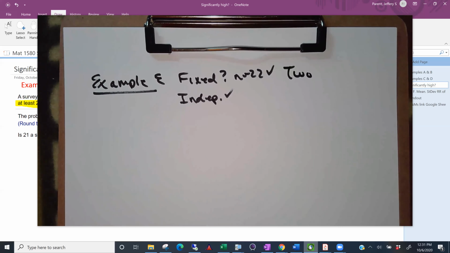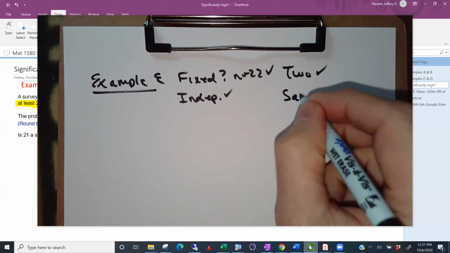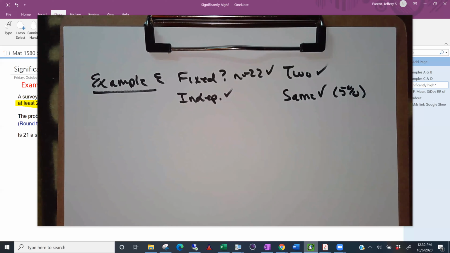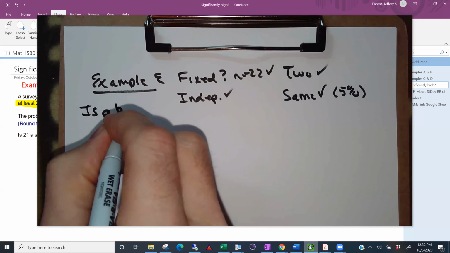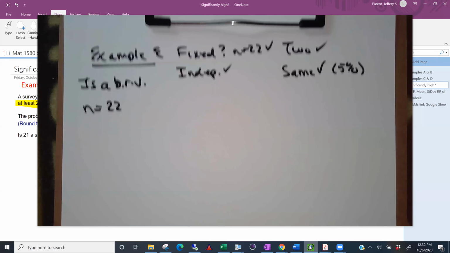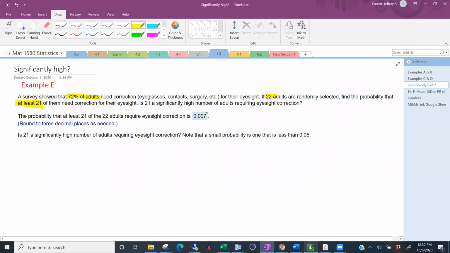Two outcomes. Are there two outcomes for this kind of procedure? Yes, you need them or you don't. So we're good there. And same probability, that's coming from our 5% rule. Our population is big enough that the dependence we get is really not going to change the probability in a meaningful way. So this is a binomial random variable. So the things I need are that n is 22. P was what, 0.79? Take a look back, no, 0.72. Good thing I checked. P is 0.72.